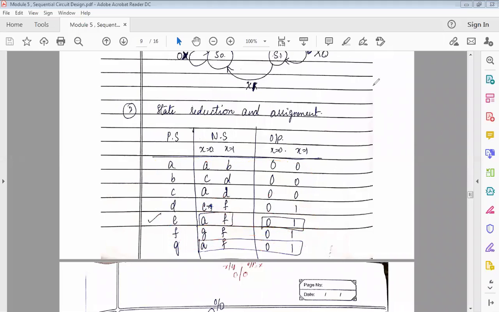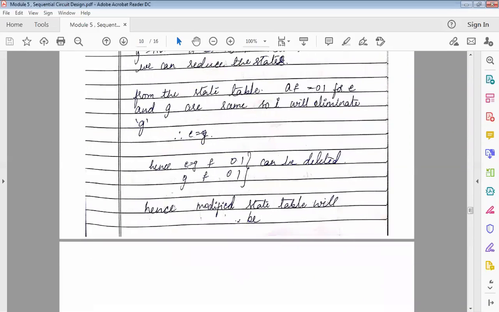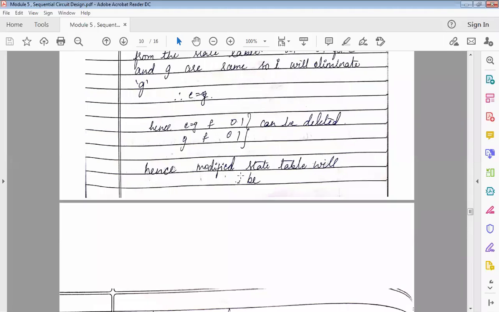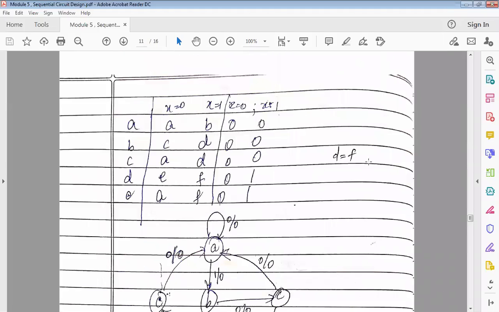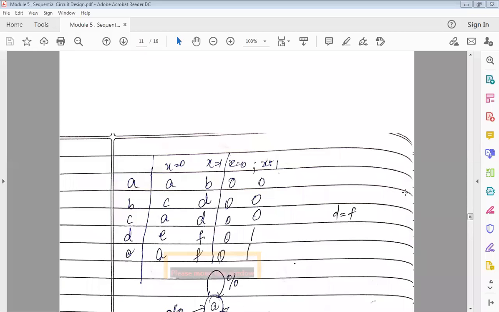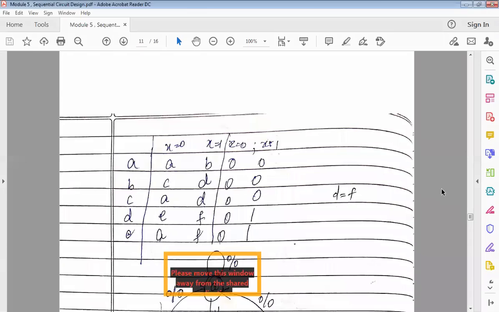Okay. Right. So that's why I have written here. See, E is equal to G. So F01 can be deleted. And then this G, the last state, can be deleted. Fine. So here, I've written for your understanding that D is equal to F. So this is our modified table. So you can take note of this modified state table now.